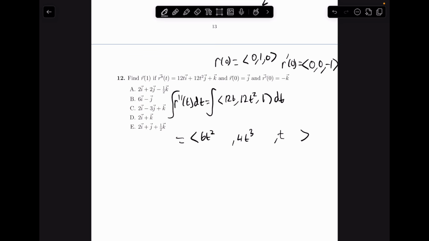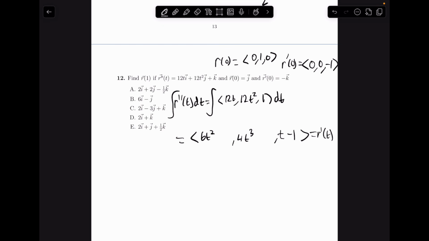Okay, it's not the case here because if we plug in 0, first component 0, that's good. Second component 0, that's also good. Third component is just 0, and that's no good because we want it to be -1. How do we fix that? We just add a -1. So I actually didn't need to add these spaces, but if I did, they would have helped. Okay, so this is our R prime of t.